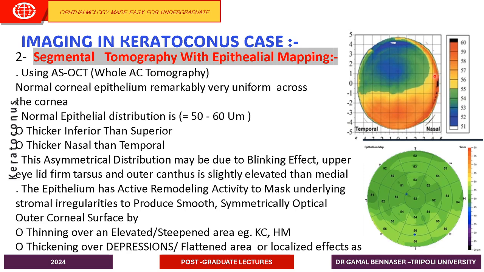the tarsus. So the distribution of the corneal epithelium is between 50 to 60 microns, being thicker in the inferior part of the cornea as compared to the superior, and thicker in the nasal part as compared to the temporal. And this asymmetric distribution, as I said, is mainly due to blinking of the lid, and also the slightly elevated tarsus or canthus in the medial part as compared to the lateral part.